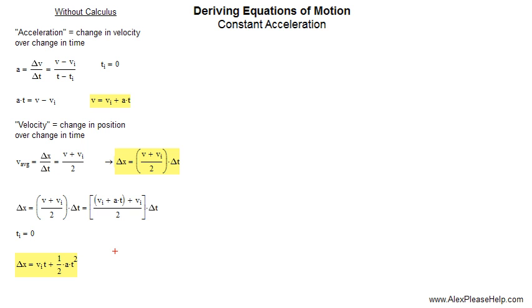There's a fourth equation that can be derived. It's known as the time-independent equation. If you don't know time, you have other equations at your disposal. You have the third equation and the first equation. First equation can be rewritten to solve for time. T equals V minus V initial over A. If you plug this into this equation, you get this.